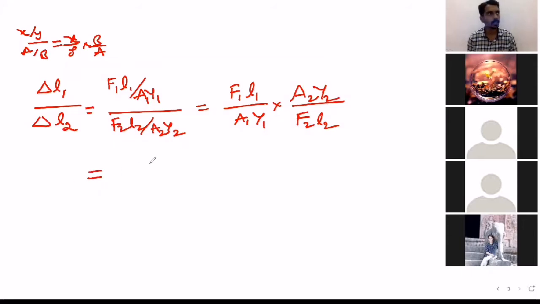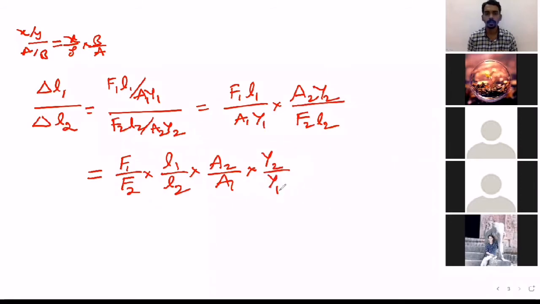Now you can write it in this manner properly. That is F1 by F2 and L1 by L2 and A2 by A1 and Y2 by Y1. So this is the ratio of comparison of stretch in two wires, when two different forces are acting on two different wires with a different length, a different area, a different material.